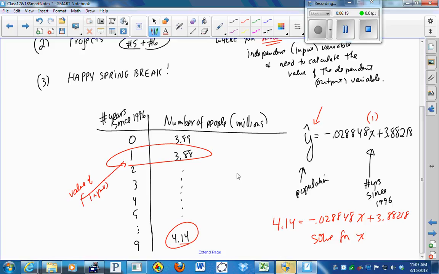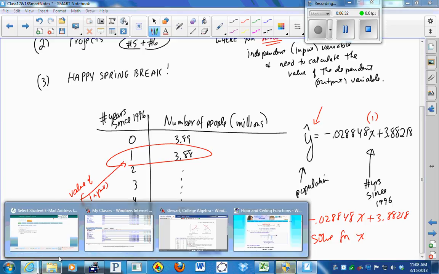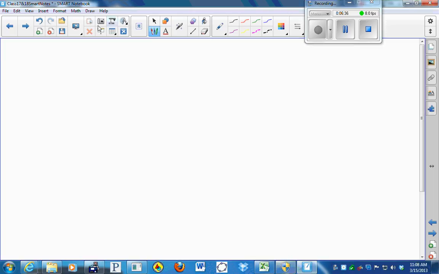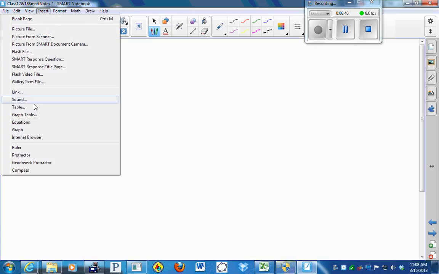Now, the other thing I want to point out is if you start a graph at anything other than 0, you need to have a break in your graph. You need to indicate a break. I thought I had a web page up here, but I don't. So in other words, for example, let me insert a quick graph here.